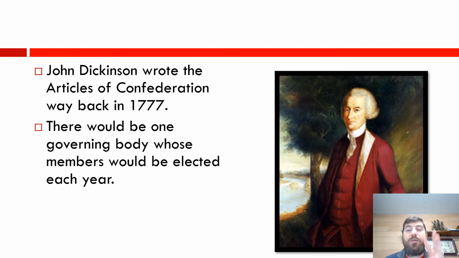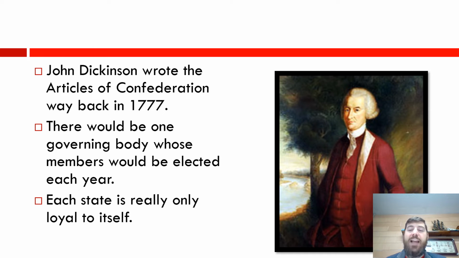So today we have three parts of government. We have Congress, we have the President, and we have the Supreme Court. Well, back then there was one part of government, just this Congress. There would be elections every single year. Now today our president is elected every 4 years, our senators every 6 years, and our representatives every 2 years. Well, back then, elections every single year. And every state doesn't try to do what's best for the country. They try to do what's best for itself. It's going to lead to some problems.